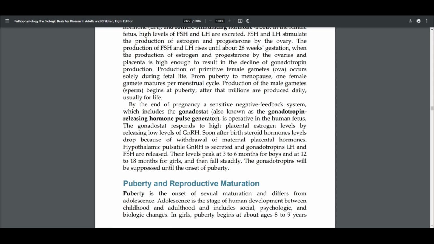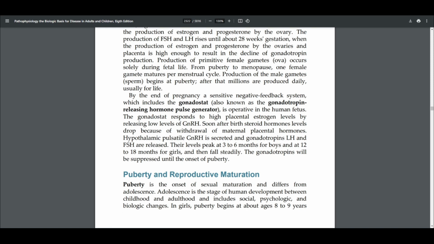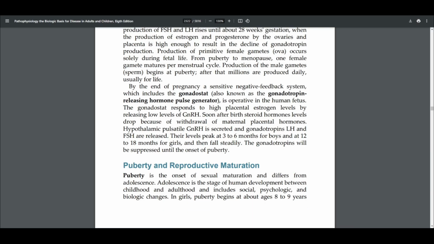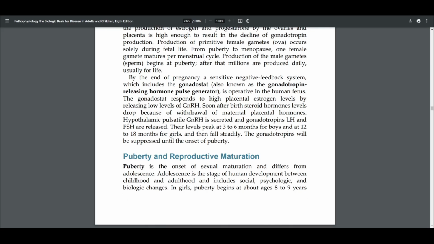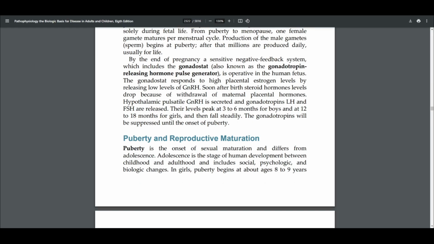Soon after birth, steroid hormone levels drop because of the withdrawal of maternal placental hormones. The hypothalamic pulsatile GnRH is secreted, and gonadotropins LH and FSH are released. The levels peak at 3 to 6 months for boys and 12 to 18 months for girls, and then fall steadily. The gonadotropins will be suppressed until the onset of puberty.